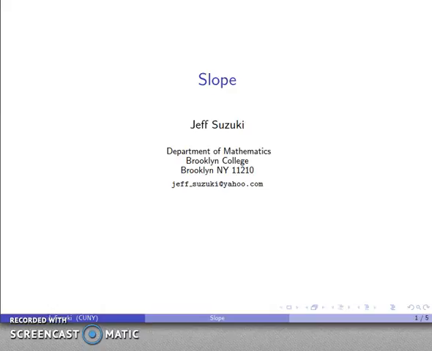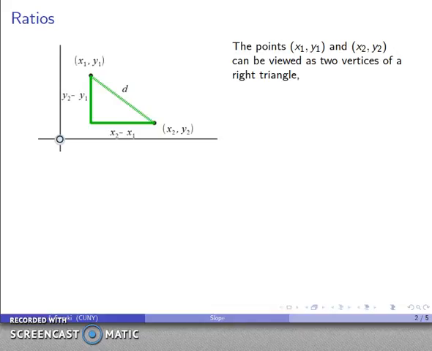Another quantity of interest is known as the slope of a line. And so this emerges as follows. If I have 2 points x1, y1, and x2, y2, from the distance formula, we saw that we can view these as two vertices of a right triangle where my sides are going to be y2 minus y1 and x2 minus x1.